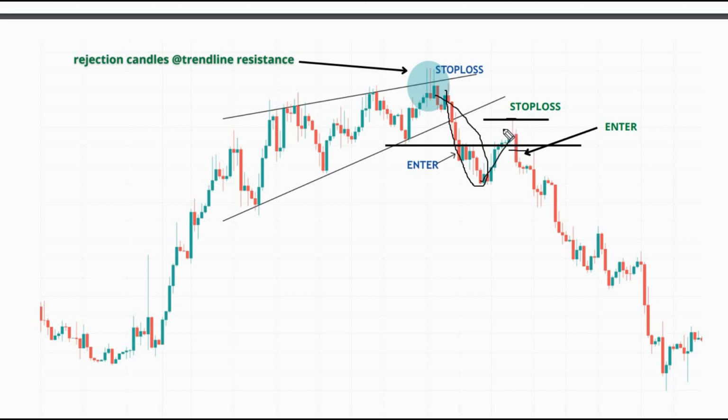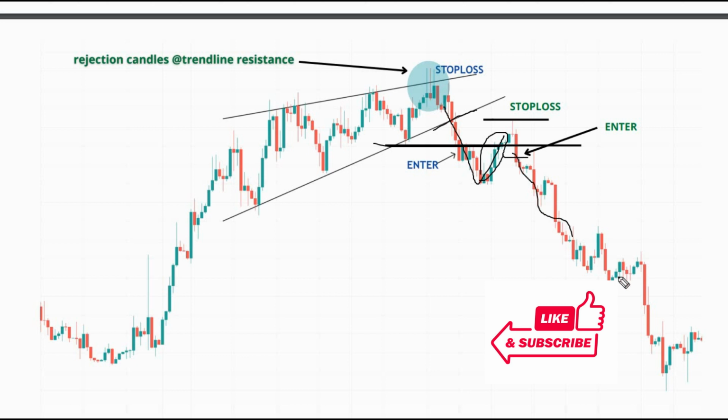And see this rejection candle. This is a very strong sign that markets will now continue its downward momentum, because it has broken the structural support area here, and then also the trend line, and then it took a pullback. So this is a breakdown pullback setup. So we can again enter here, stop loss here, and see the huge downside movement after that.